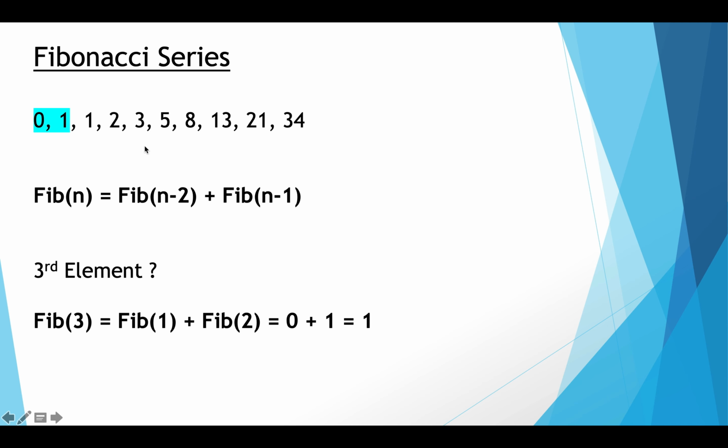Below are the first 10 elements of the Fibonacci series. You have to remember the first two elements of the Fibonacci series are 0 and 1. You can calculate the rest of the elements using the formula fib n is equal to fib n minus 2 plus fib n minus 1.